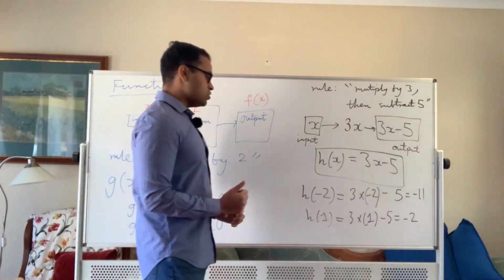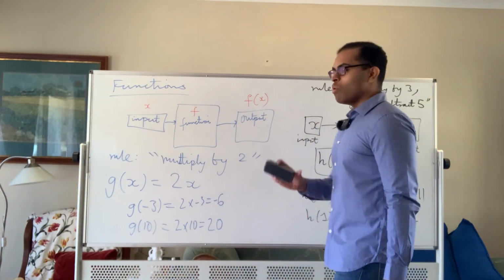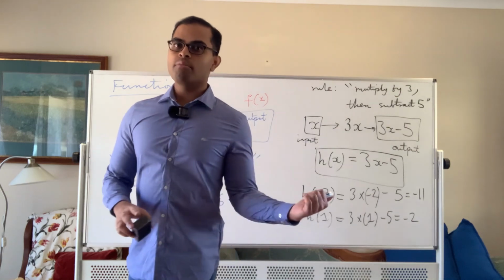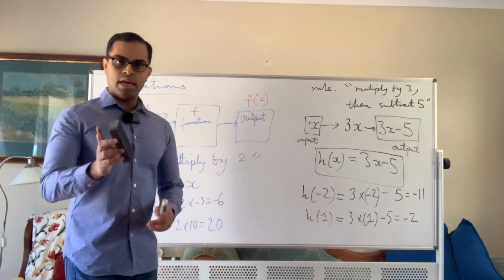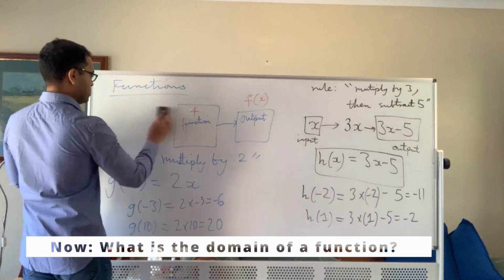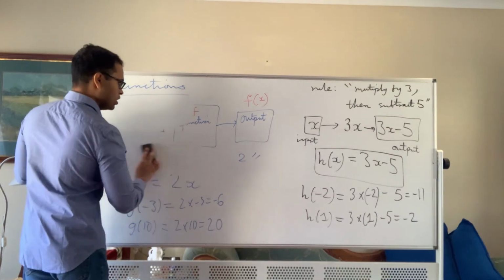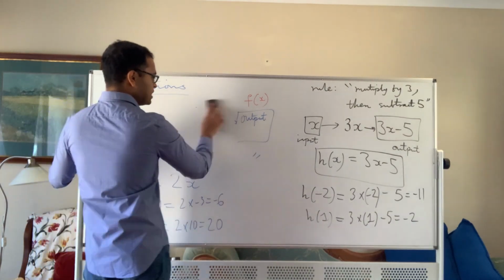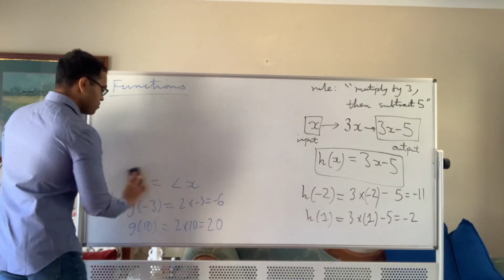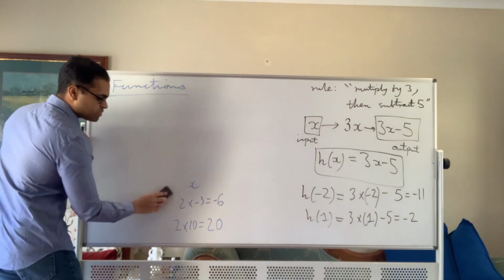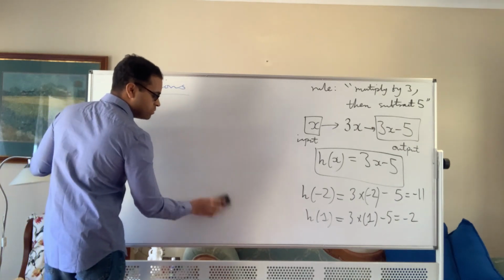Now I'm going to touch on very quickly one more concept, which I'm going to do a lot more in the next video, which is what is called the domain of a function. Okay, and let's just dive right into this. So a function is a rule that takes an input and spits out an output. We understand that. Now in the real world, sometimes functions cannot take any input you like.